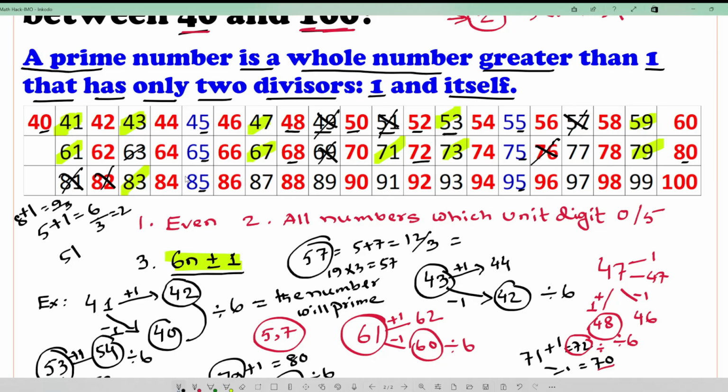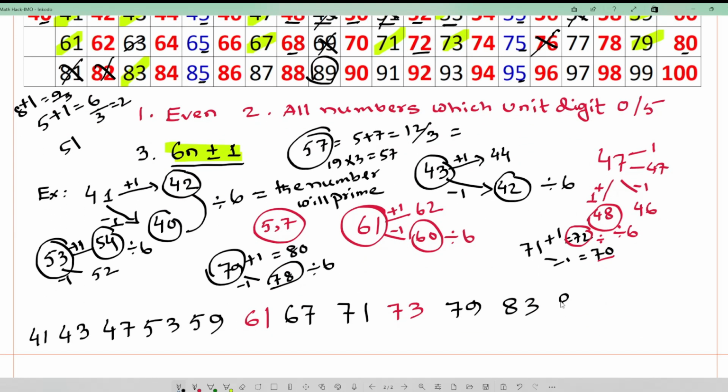So again 84 is not a prime number. 85 not a prime number. 86 not a prime number. 87 also not a prime number. 88 not a prime number. 89 is a prime number, right? 89, we can write 89 is a prime number.